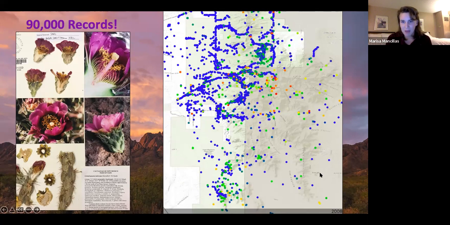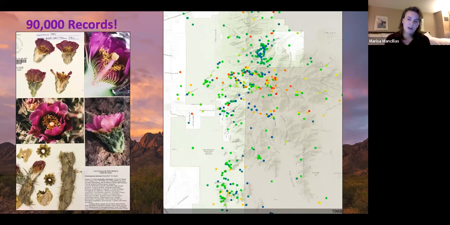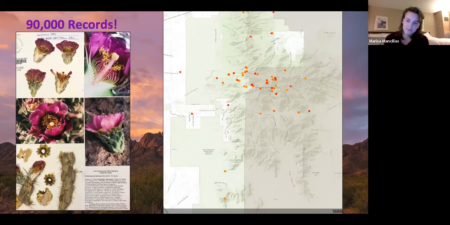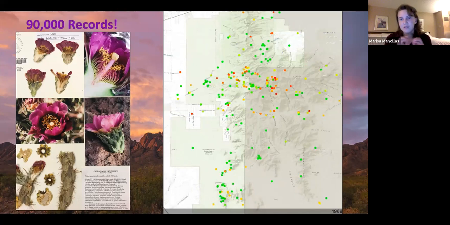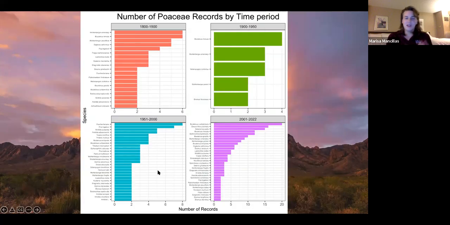And this map is showing the occurrences, or the records, through time, with the red dots being the oldest records and the blue dots being the newest. So I'm working with a lot of points. And I started working with the data.